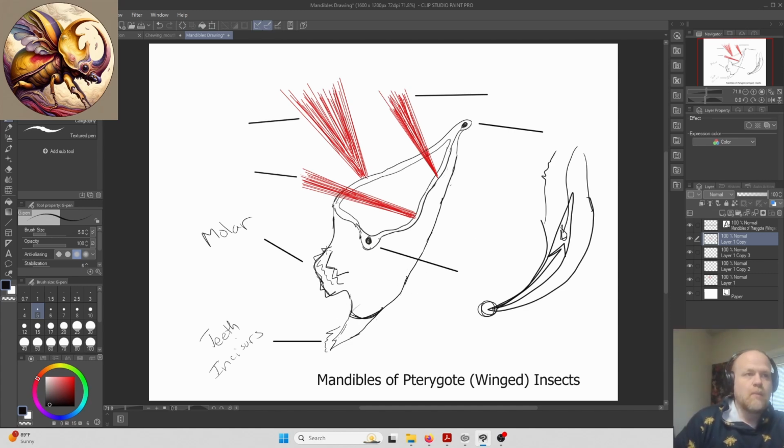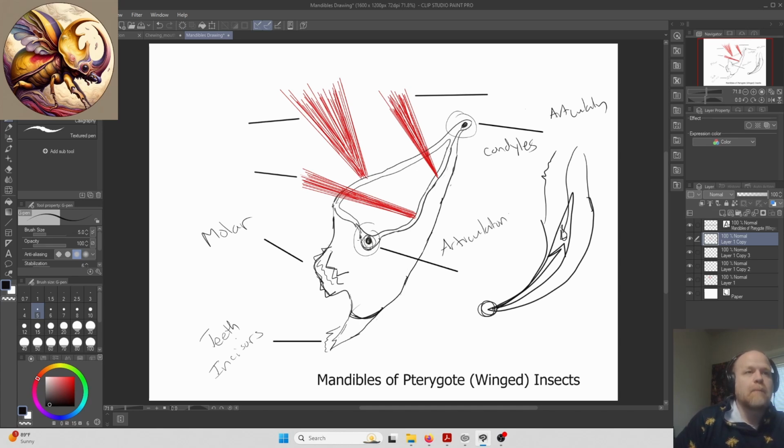So these are the two most important areas of the mandible, the incisors and the molar. This is the actual points of feeding. And then the rest of this is how the mandible moves and how it's attached to the body. So these two points here and here are sometimes called the articulations. And sometimes they're called condyles, which just depends on who you're reading.